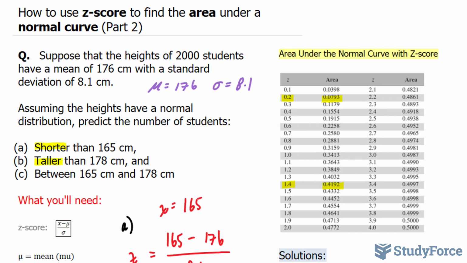And so there you have it. That is how to use z-score to find the area under a normal curve.